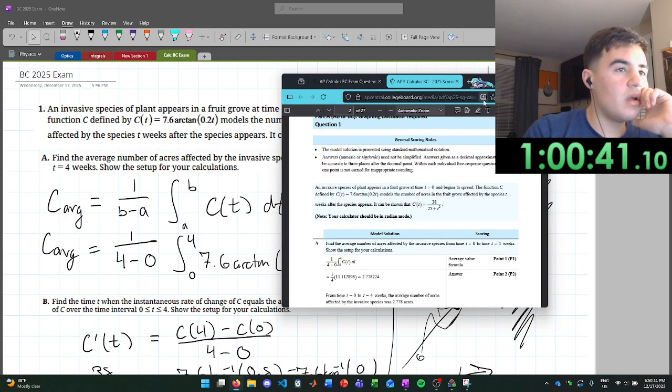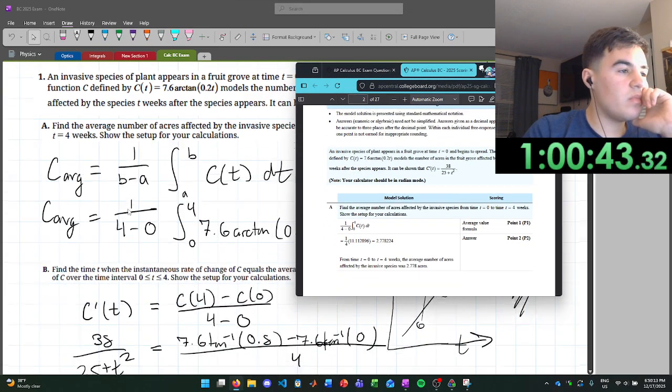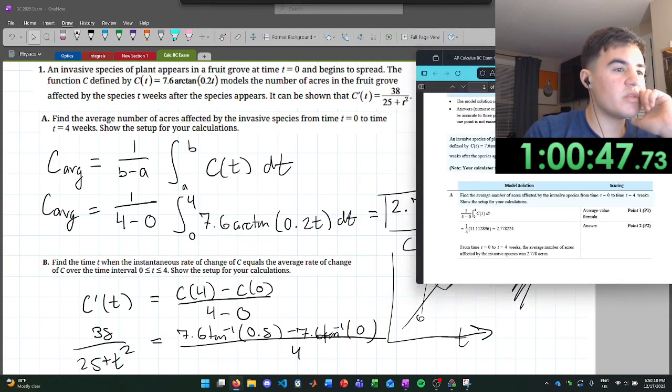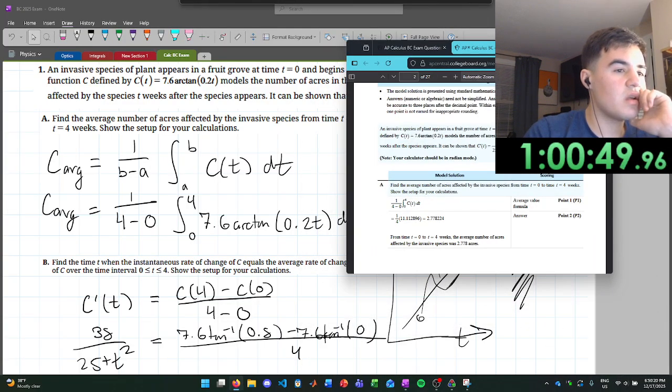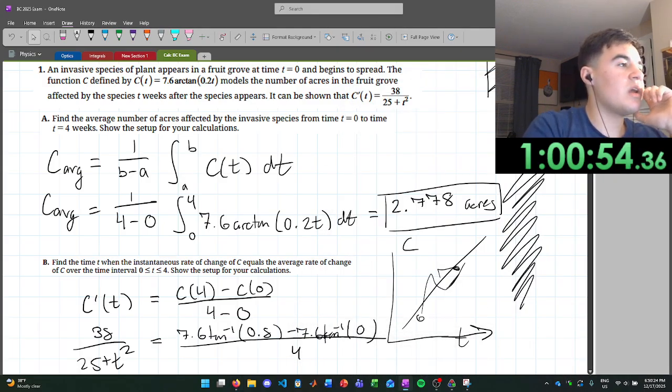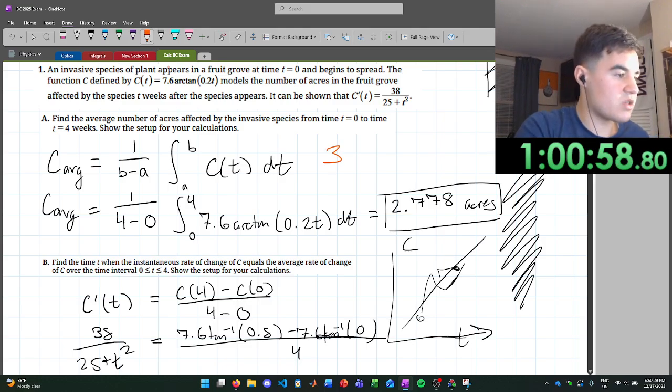Okay, question one. Did we set it up right? And we got our answer, which is 2.778 acres. Cool. That is 3 points. Next question.